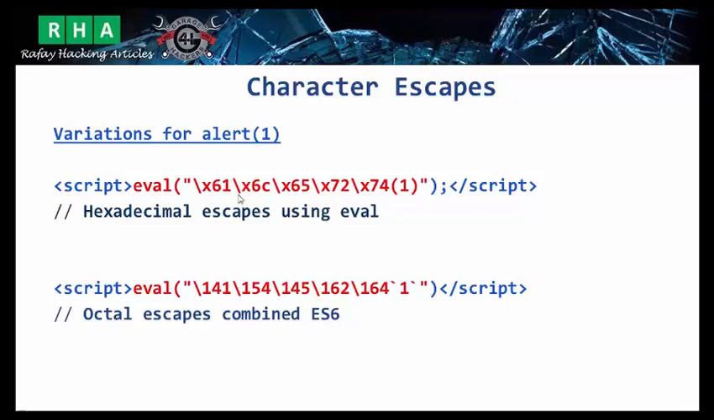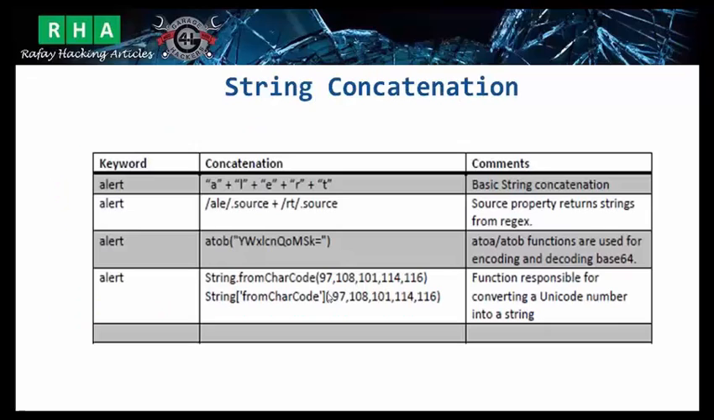Other variations for alert(1) are eval, where once we do eval, we can simply write something in its hexadecimal equivalent, and then it will be decoded at runtime. And this is an example of octal escapes when combined with ECMAScript 6, right?